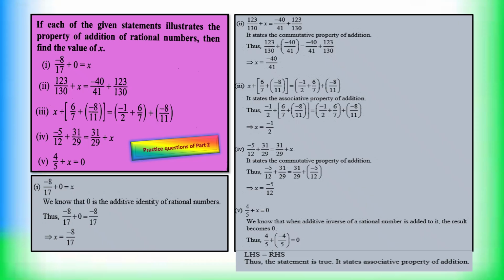Next one, only two numbers and one number missing in the RHS. So observe carefully, 31 by 29 is appearing on either side and only the missing number is to be written as minus 5 by 12. The property is commutative property. Last one, any number added to dash gives additive identity. We have established this generalized rule. Any number, when added to its additive inverse, gives additive identity. Therefore, x is the additive inverse. So that makes it minus 4 by 5.